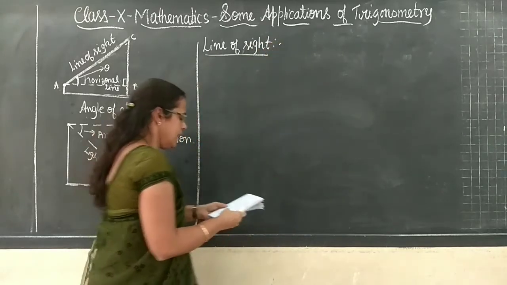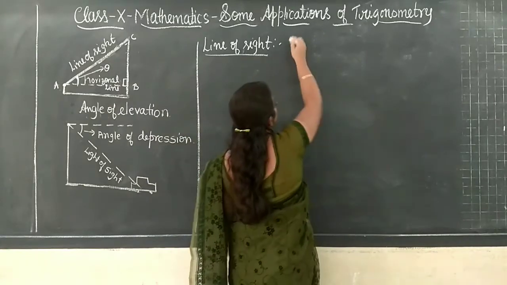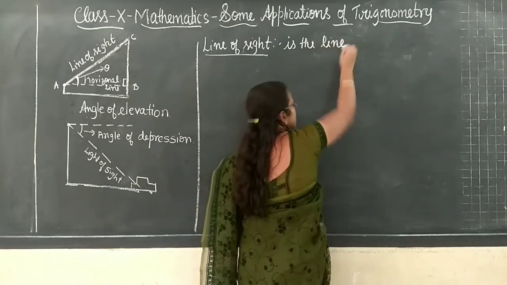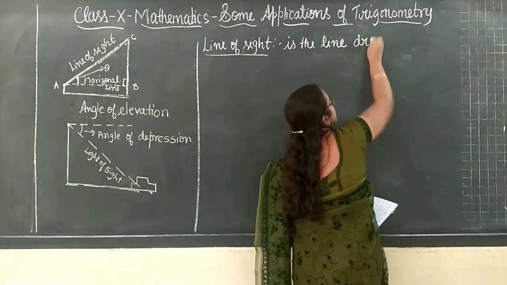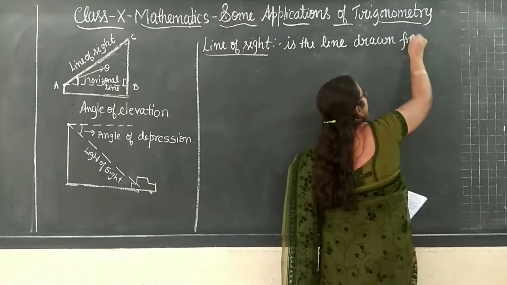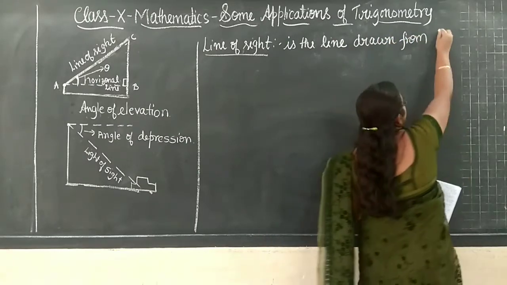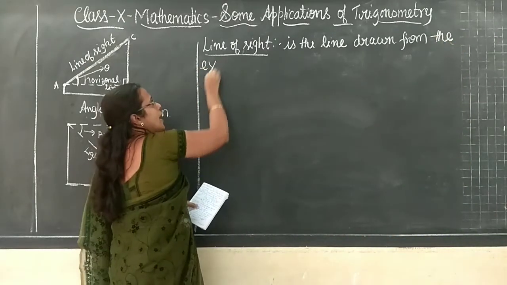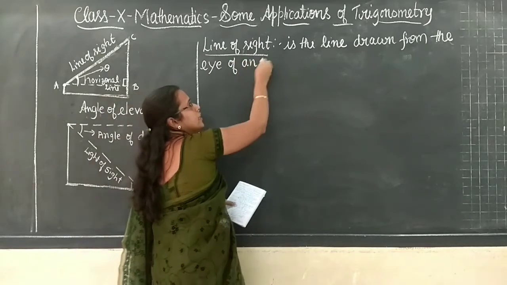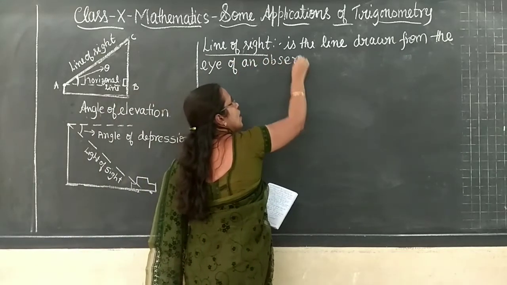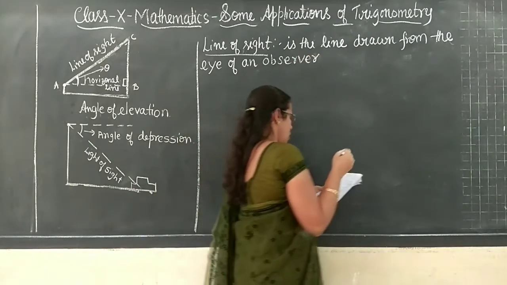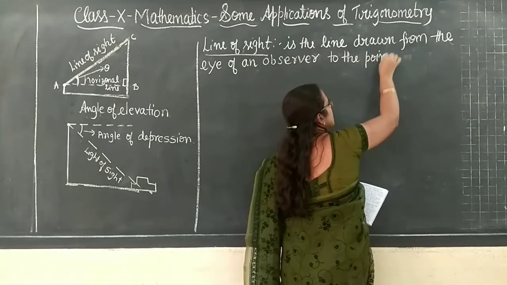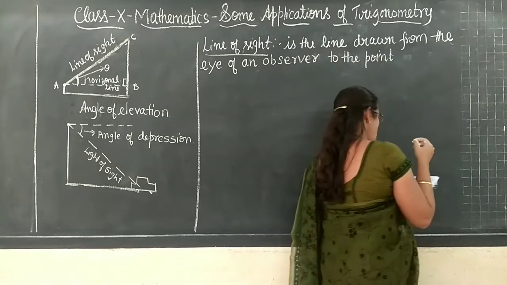Okay, so write here. Line of sight is the line drawn from the eye of an observer to the point in the object viewed.